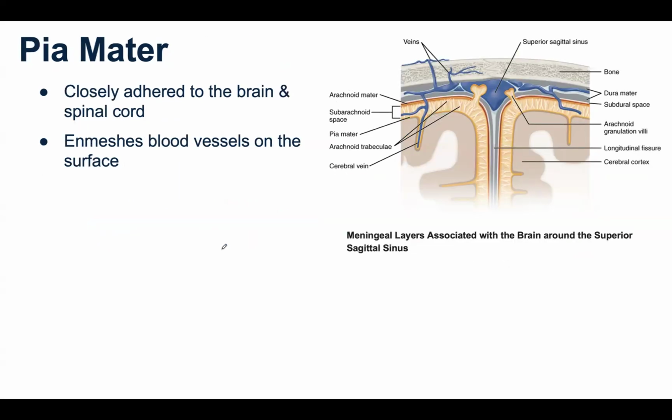The pia mater is closely adhered to the brain and the spinal cord. It's so close to the brain and the spinal cord, again, you cannot peel it off. If anybody's saying I'm peeling off the pia mater, they're probably peeling off portions of the neural tissue as well. And it does enmesh the blood vessels to the surfaces, so it's going to surround those as well.